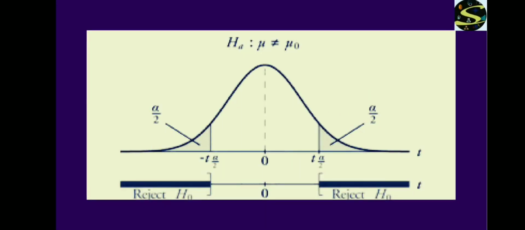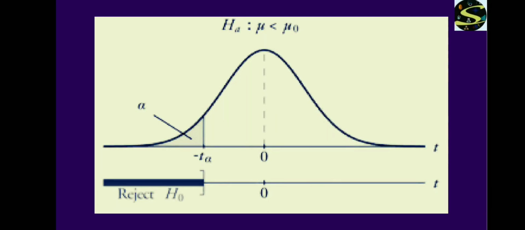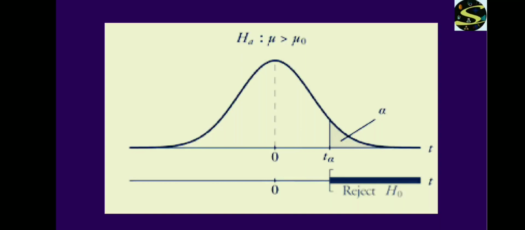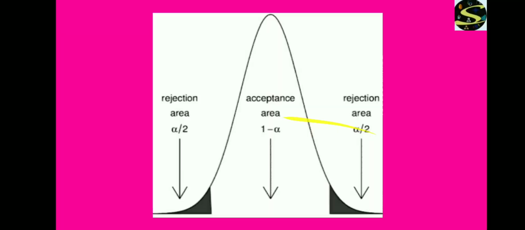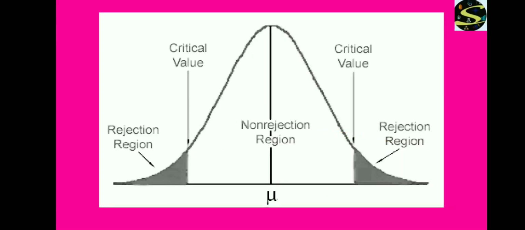For two-tailed tests, alpha is divided by 2 into both tails. So we reject the null hypothesis in the tails and we do not reject it in the middle. For a one-tailed test, alpha is not divided. So for the left-tailed test, the rejection region is in the left tail and it is in the right tail for the right-tailed test. Once the rejection region is set, we then calculate the test statistic. If the test statistic falls in the rejection region, we reject the null hypothesis. Otherwise, we fail to reject it.